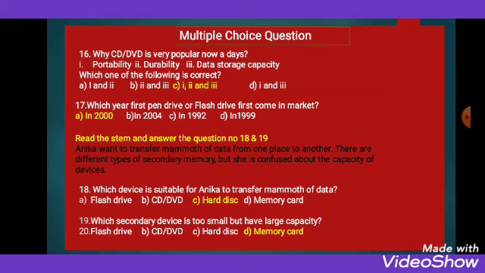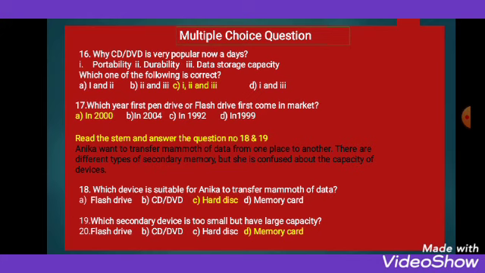Number 17, in which year did the first pen drive or flash drive come to market? In 2000. Now students, you see one stem. Read the stem and answer question numbers 18 and 19. Anika wants to transfer a mammoth amount of data from one place to another. There are different types of secondary memory, but she is confused about the capacity of the device. Students, from the stem we can understand that she wants to transfer data. Mammoth of data means lots of data. That's why she is confused about what type of secondary memory she will use.